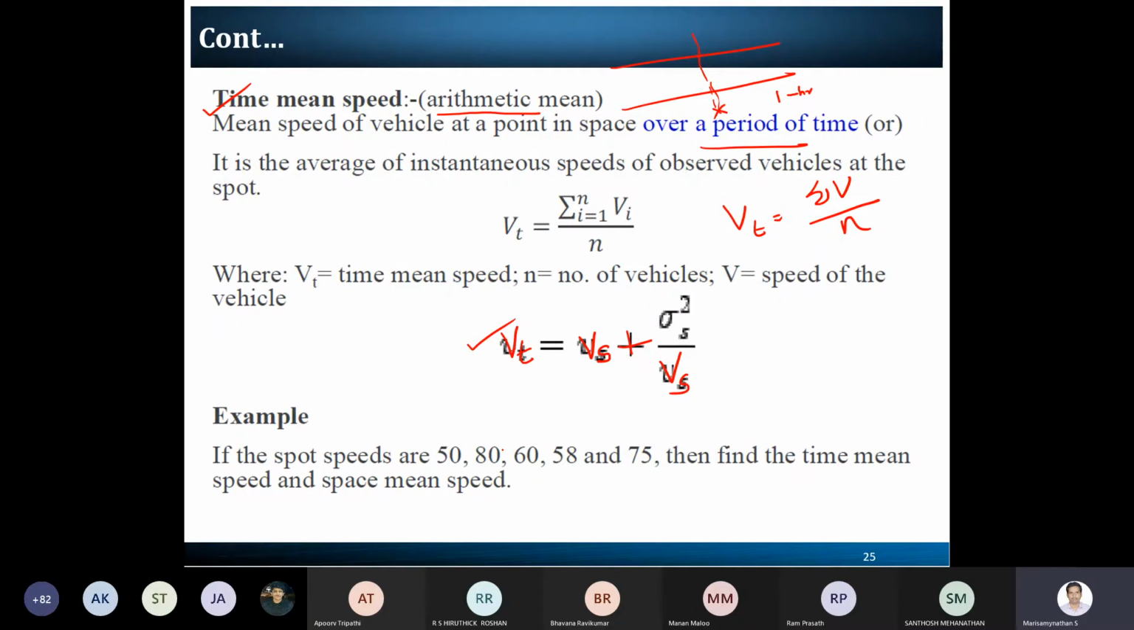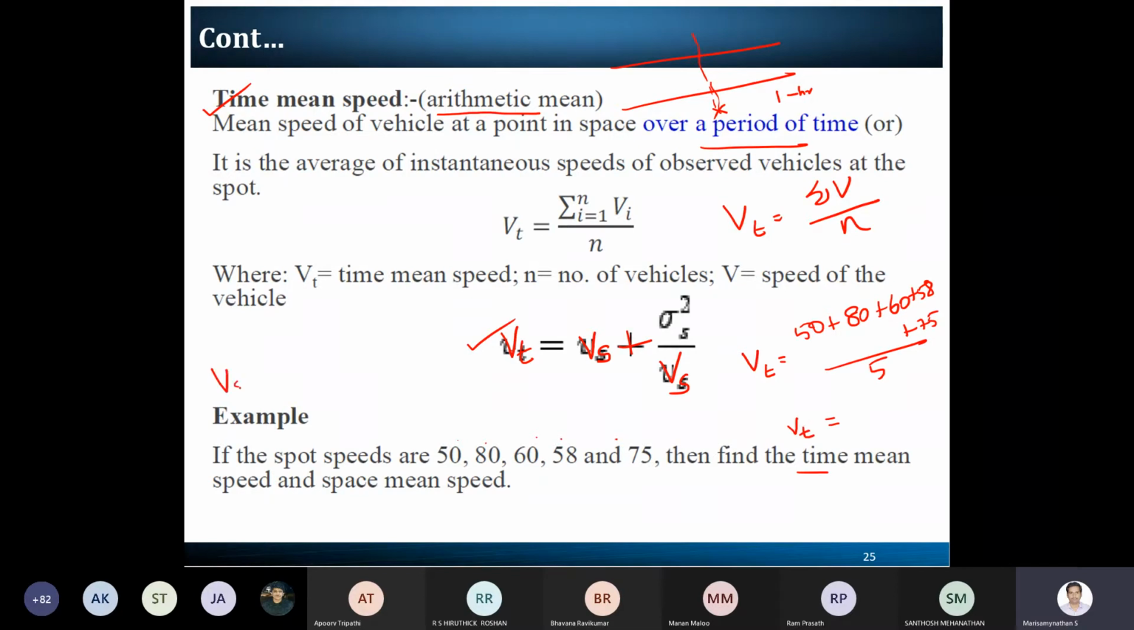And one example problem: they have measured the spot speed of 5 vehicles, 50, 80, 60, 58, and 75, and they are asking to measure the time mean speed and the space mean speed. Time mean speed is simple. Vt is equal to the sum of the speeds of all the vehicles, example 50, 80, 60, 58 plus 75, divided by 5. So this will be the time mean speed.